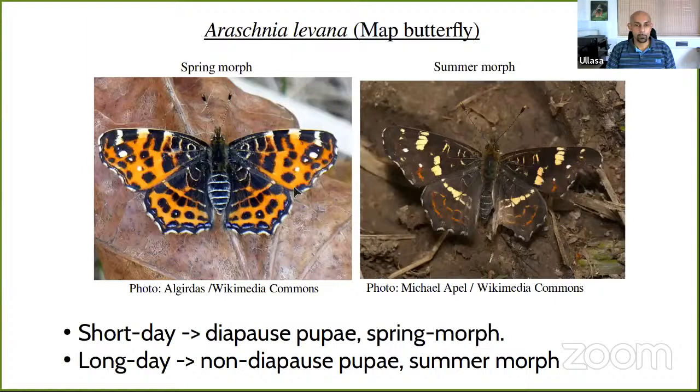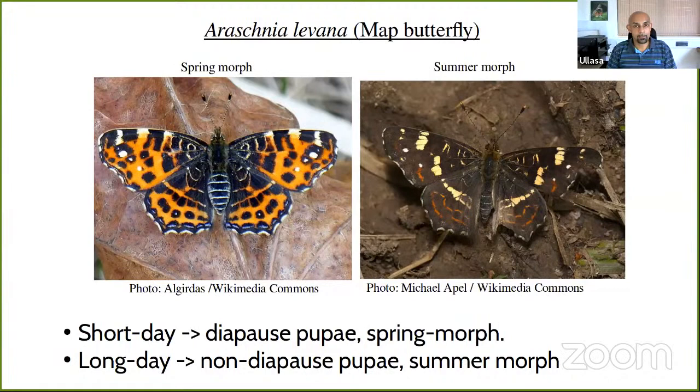This is another temperate butterfly. This also has spring and summer morphs, and this has been shown to be an example of phenotypic plasticity. In the spring, they're brightly colored. In summer, they're much more dull. And this has been shown to be linked to day length. So this butterfly is found in Europe.